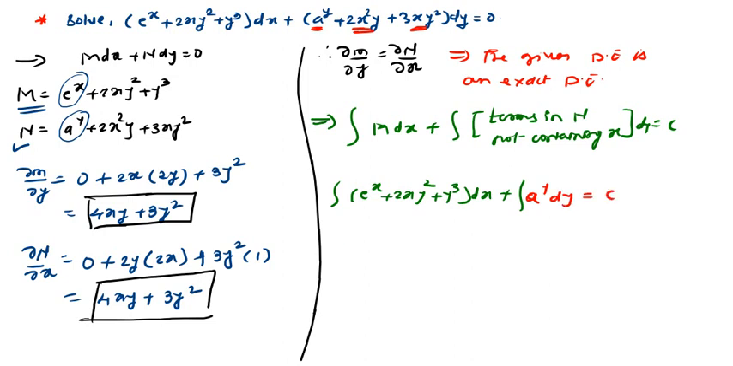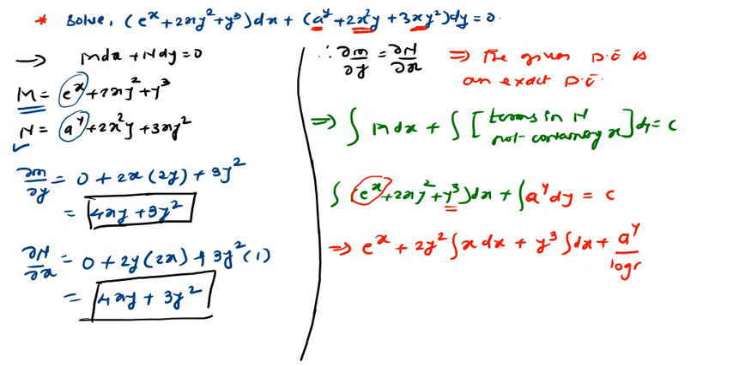So finally we will get the solution. The integration of e to the power x with respect to x will be e raised to x, plus the integration of 2xy square with respect to x. Here 2y square is constant, so only the integration of x dx remains, plus again the integration of y cube with respect to x. Y cube is constant itself, so the integration of dx remains. And the integration of a to the power y with respect to y is a to the power y upon log a, equal to constant.